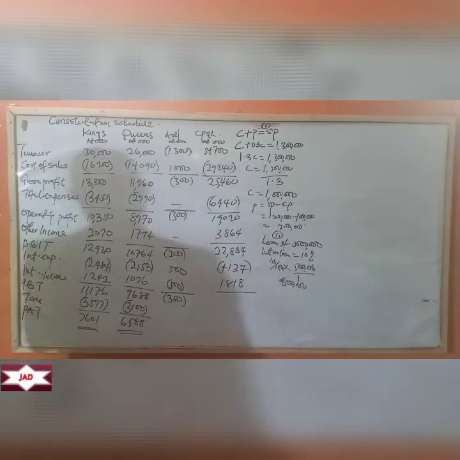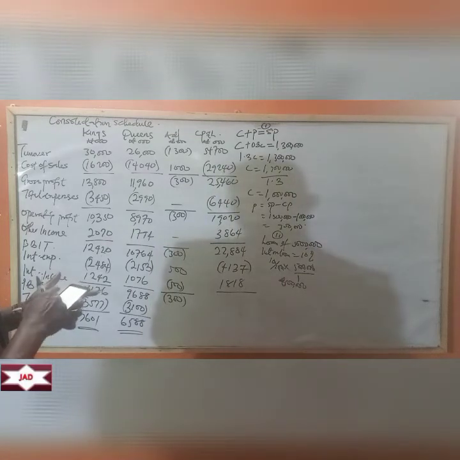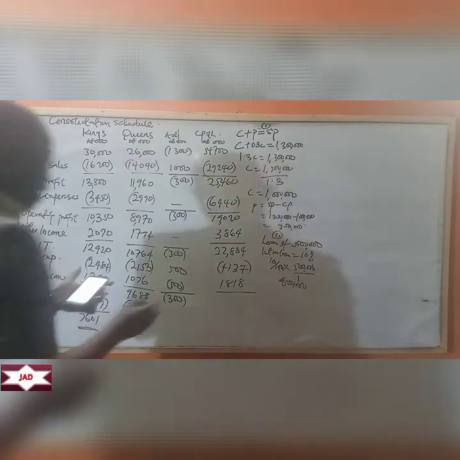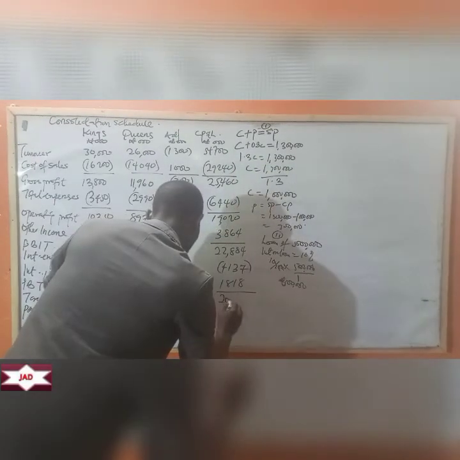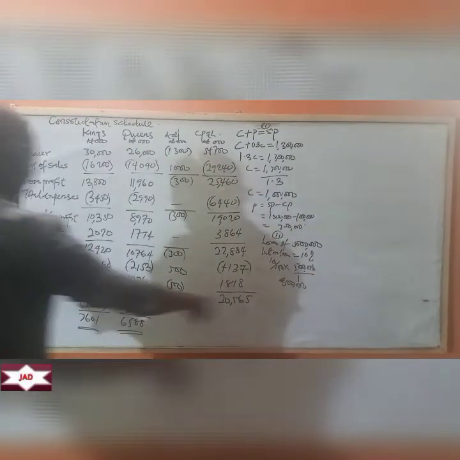What do we have here? We have 22884. Okay. Minus 4137 and plus 1818. So I have here 2565. So let's check.